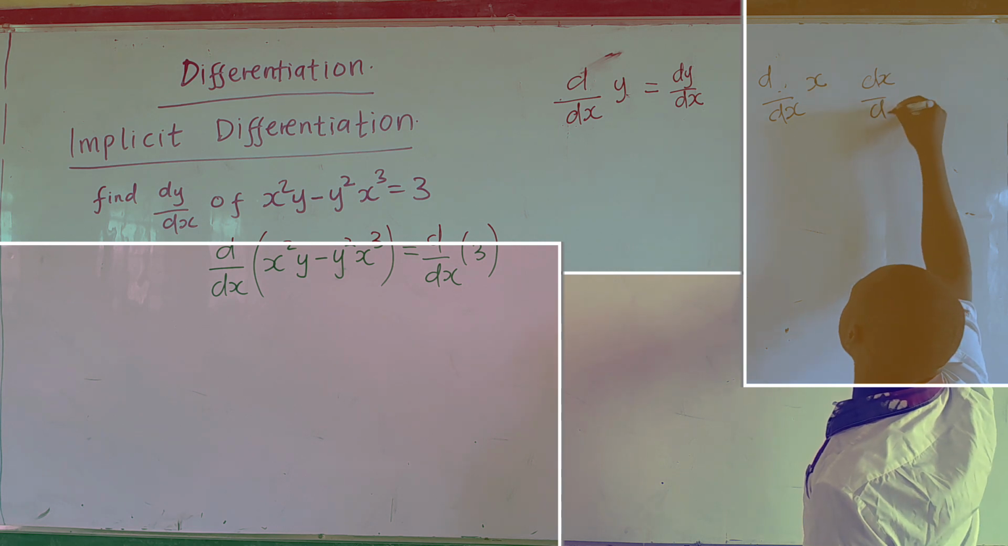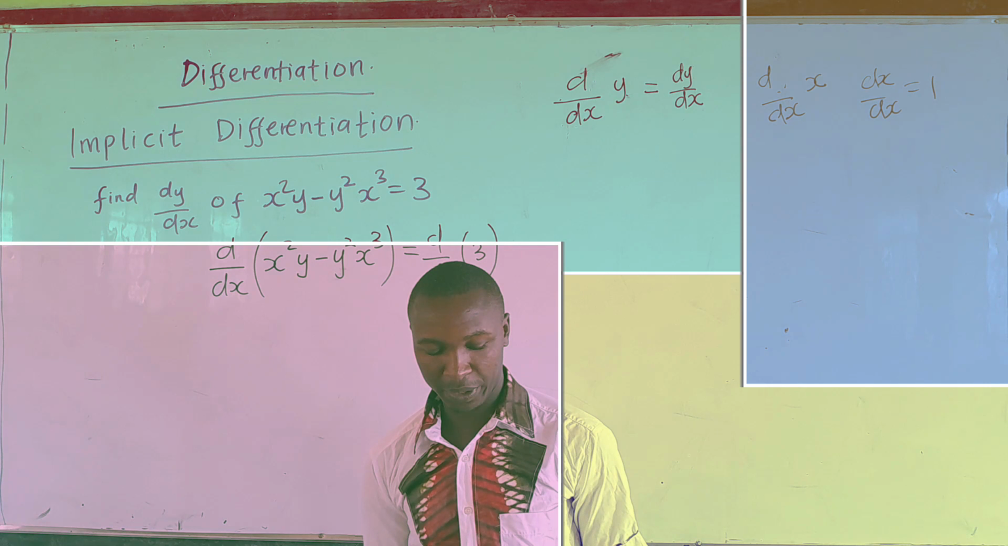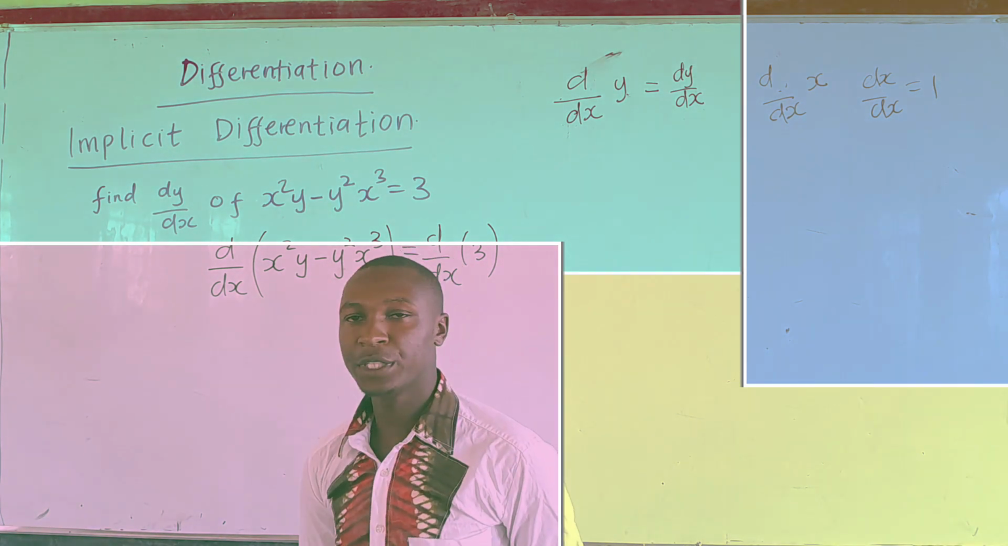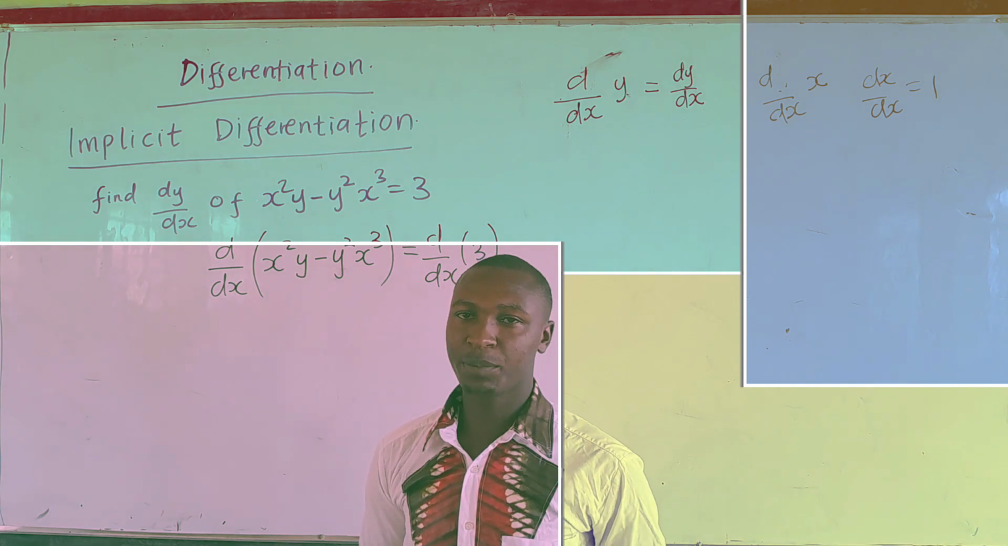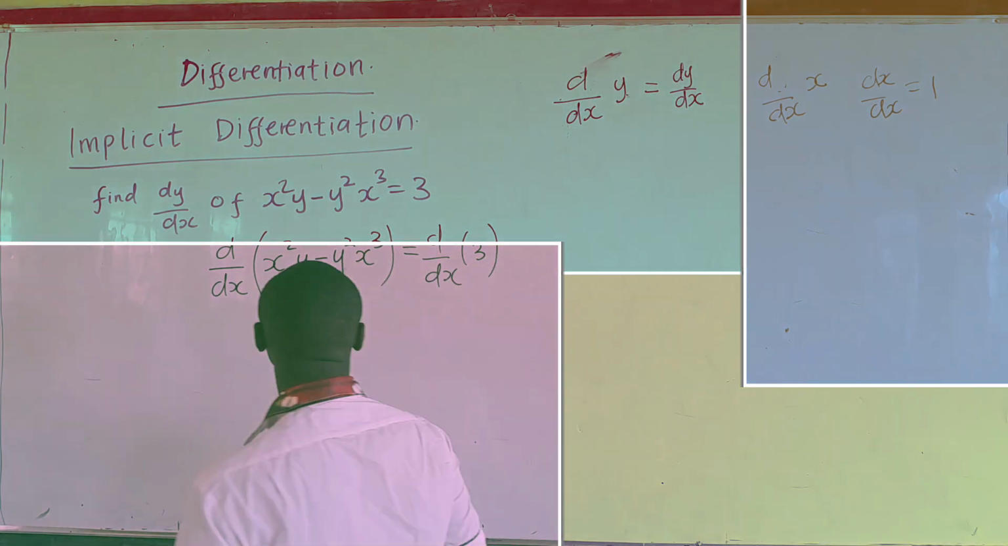x over dx, which is 1. Therefore, you cannot write it. It's not going to be written because 1 can be ignored when it is a coefficient. 1 can be ignored when it is a coefficient of a given variable.